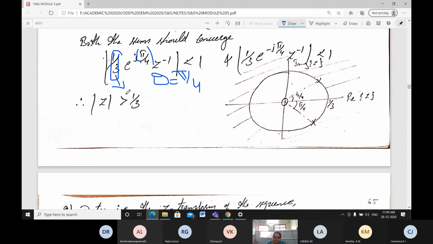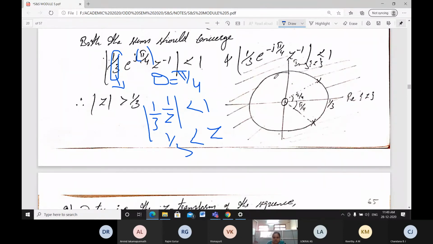Therefore, mod of z is greater than 1 by 3. Means z inverse I can write as 1 by z, 1 by 3, right? Therefore, if I less than 1, means mod of z, 1 by 3 less than z. You will be getting the same thing I have written here.